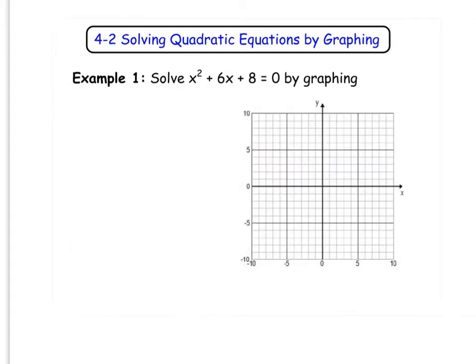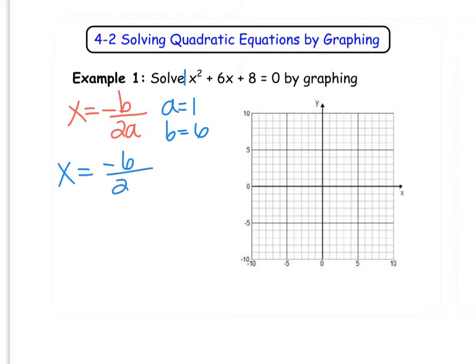Okay, so your first example is solve x squared plus 6x plus 8 by graphing. So we need to graph this first. So we learned in the last section that the smartest way to graph these is to first find the center of your parabola, so that's your vertex. So we need negative b over 2a. A is equal to 1, and b is equal to 6. So let's plug this in. Negative of 6 over 2 times 1, so that's negative 6 over 2, which is negative 3. So that is the x value of your vertex.